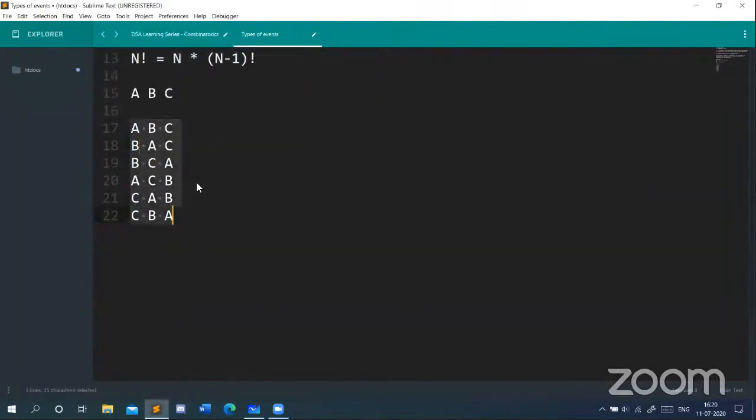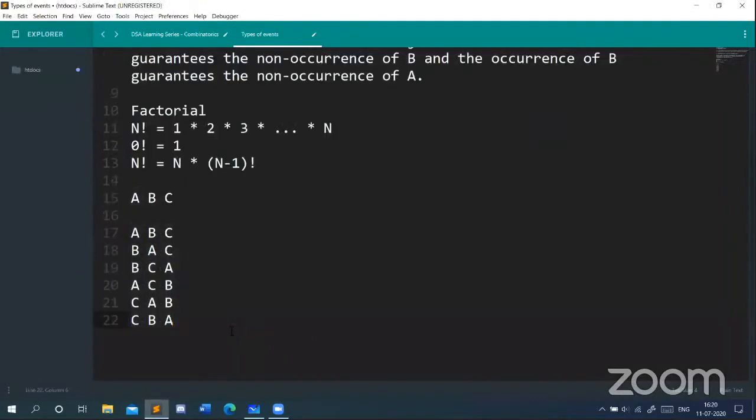these are the number of ways in which I can arrange A, B, and C in a line. But instead of enumerating, how else would I get the same answer? And that is to say, let us consider 3 blank spaces, and I have 3 objects.